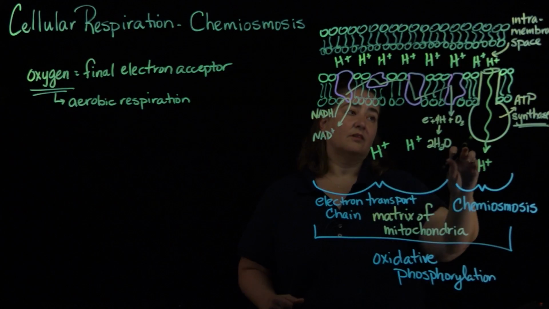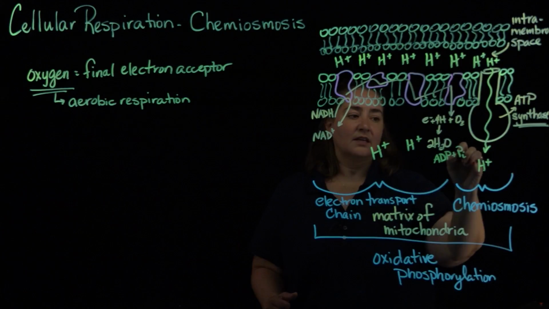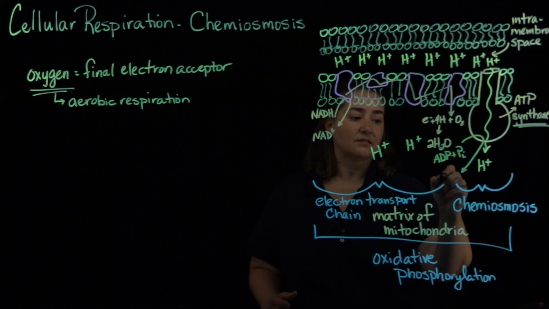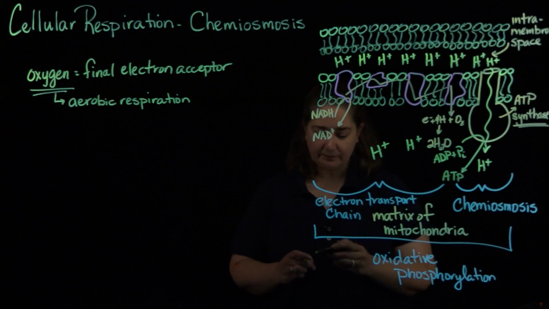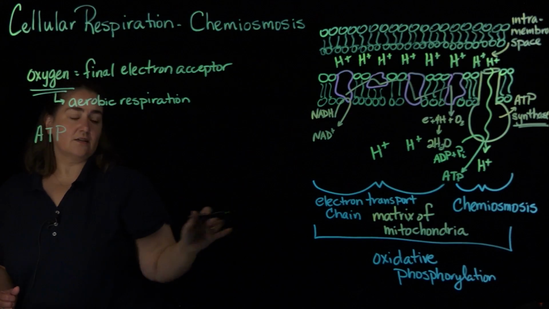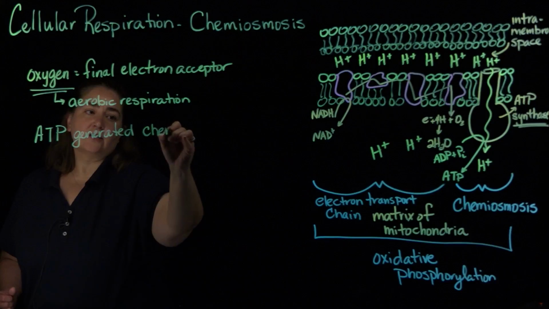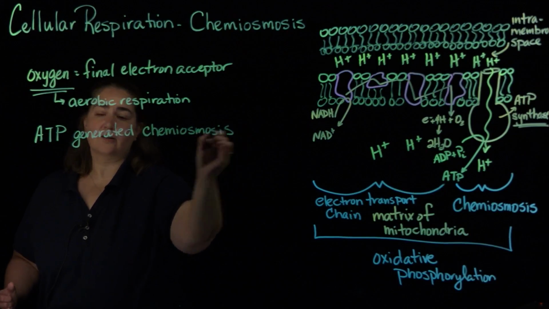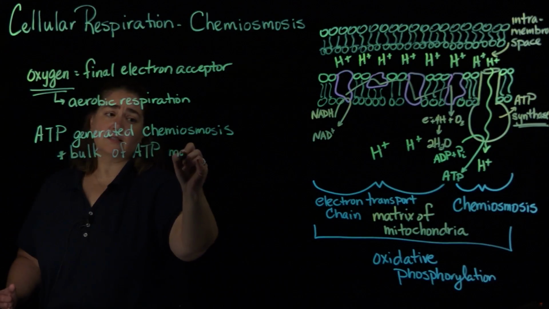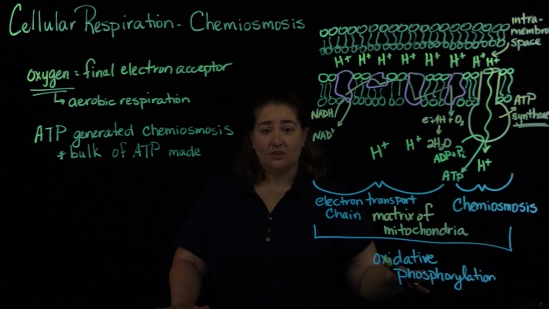And what happens there at ATP synthase is our ADP and a free phosphate are reconnected to generate our ATP, okay? So the ATP that's generated in oxidative phosphorylation is generated during chemiosmosis. All right? And this is where we have the bulk of ATP made in cellular respiration, through chemiosmosis. So that's how we generate the ATP.